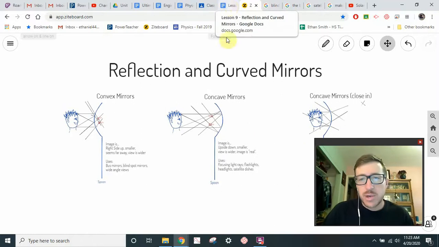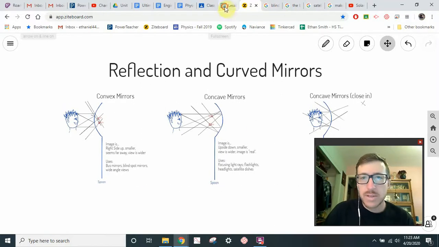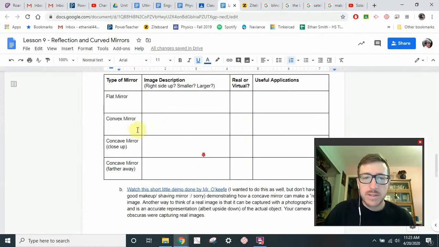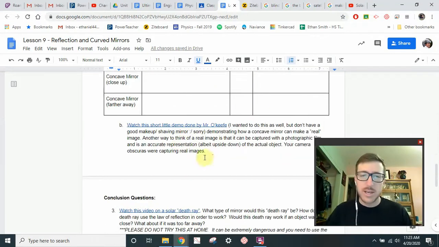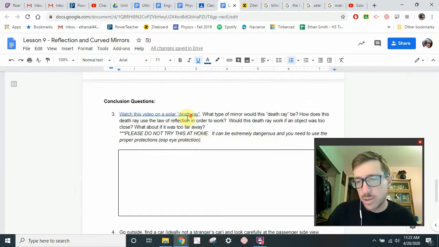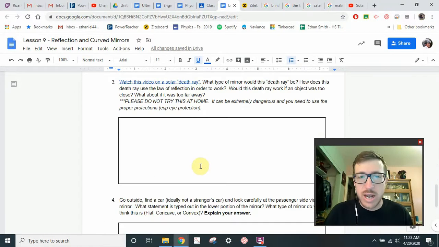What I'd like you to do at this point, hopefully you have a good feeling for this, is fill out this little table for the image descriptions for these different types of mirrors we've looked at so far, whether the image is real or virtual, and some useful applications. I want you to watch that little video by Mr. O'Keefe. It's really cool. And I've just got a few conclusion questions I want you to check out.